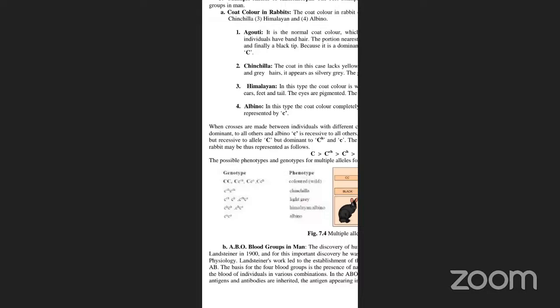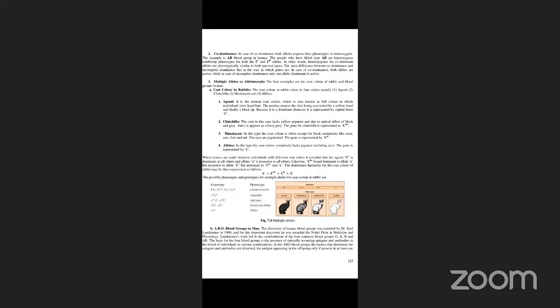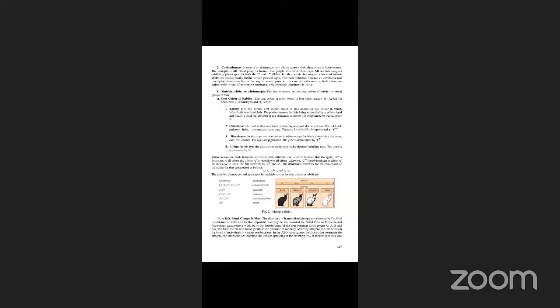If it is chinchilla along with Himalayan or chinchilla along with albino, it gives light gray, because chinchilla is dominant over Himalayan. If Himalayan is present, either homozygous or in combination with albino, it gives Himalayan. And albino is present only if both alleles are albino. Is it clear? Then next is blood groups in man.